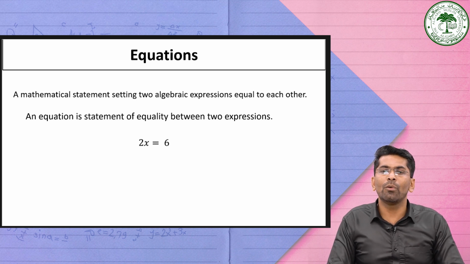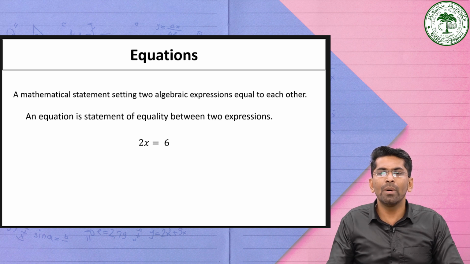2x is equal to 6. It is a simple linear equation with one variable. Here x is the variable, and we are setting two algebraic expressions, 2x and 6, equal to each other. In order to solve for x, you can isolate the variable x on one side, dividing both sides of the equation by 2. Then x is equal to 6 by 2, which is equal to 3.